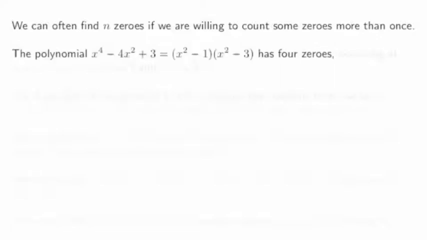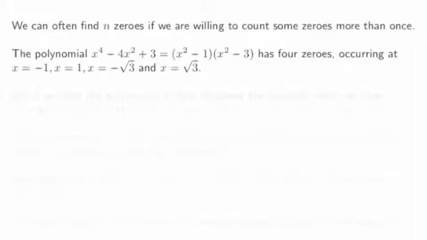This polynomial, x to the fourth minus 4x squared plus 3, degree 4, factors into the quadratics x squared minus 1 and x squared minus 3. It has 4 zeros. The first quadratic, x squared minus 1, has zeros at minus 1 and 1, and the second quadratic, x squared minus 3, has zeros at minus root 3 and positive root 3. 4 zeros, and the degree is 4.